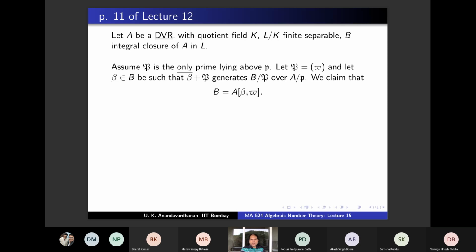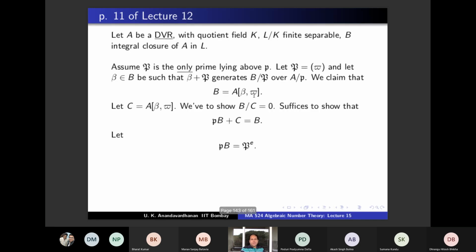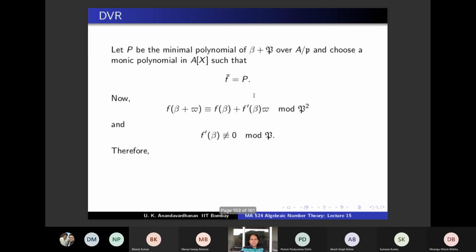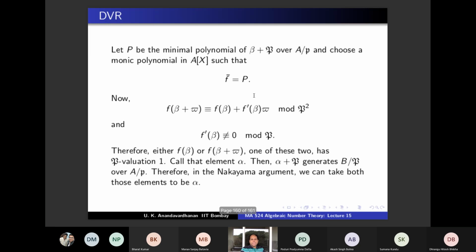What have you concluded in the next slide? You have got an alpha which generates this ideal and which also generates this extension. So in this proposition, you can choose this and this to be the same alpha. You have manufactured such an alpha. So if you apply to this proposition this choice of alpha, in the Nakayama argument of the previous slide, we can take both those elements beta and pi to be alpha, concluding that B equals A bracket alpha. So this is the proof.